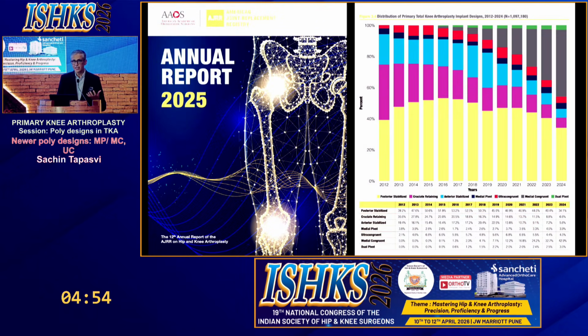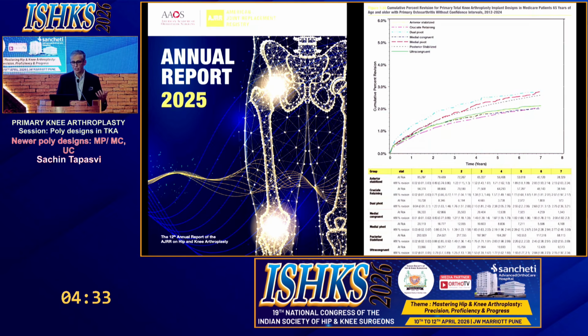So let's look at this data that was published from the American Joint Replacement Registry, and clearly last year's data shows that the number of users of any form of medial stabilized knees has gone up exponentially, whereas the number of users of the posterior stabilized design has gone down. And if you look at the cumulative revision rates of all of these, you'd find that at the end of about 7 years, most of them have equivocal revision or failure rates around 2%.